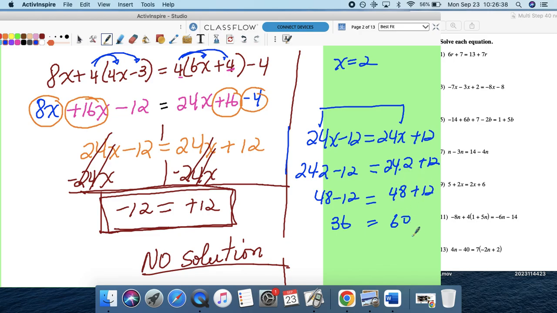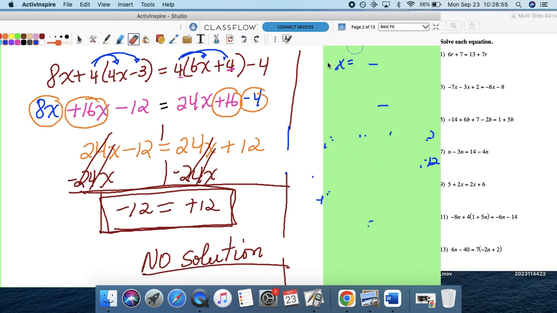So on one side is 24x, and on the other side is 24x, but there's a slight difference because on the one side we're subtracting 12, and on the right side it's plus 12. So there is absolutely no way they will ever be equal to each other. So this is one where we already wrote that there is no solution. Okay?